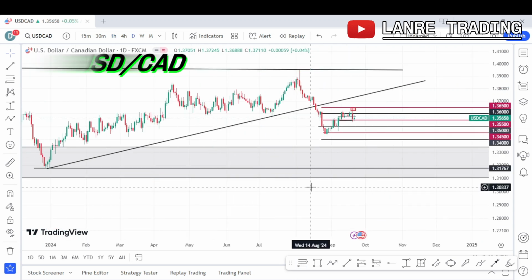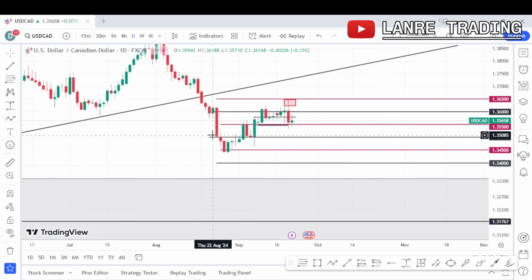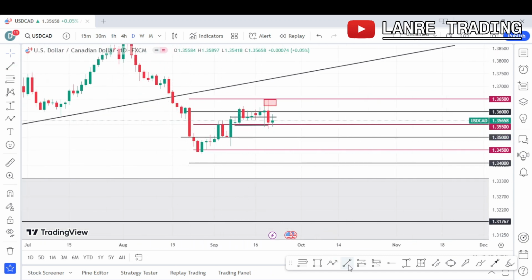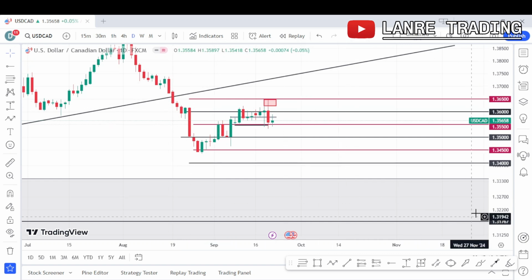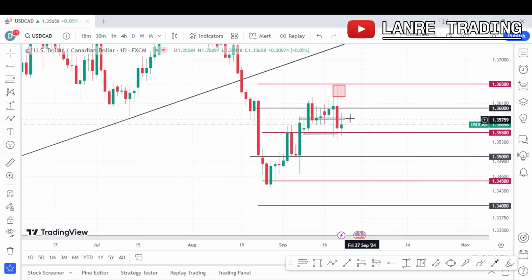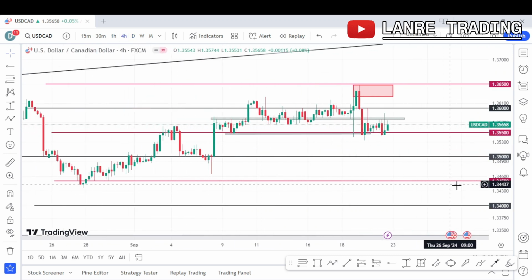So for USD CAD, as explained last week, we are currently at this level. I need to show you this level right about here, at this high. The price is here to take out this high. And let me scale down to the 4 hour time frame so I can explain some basic things to you.